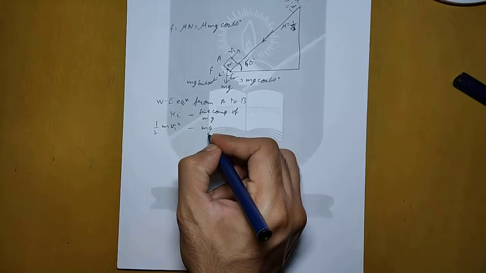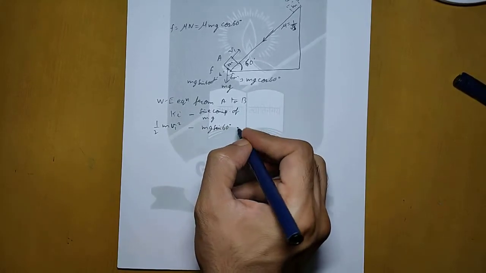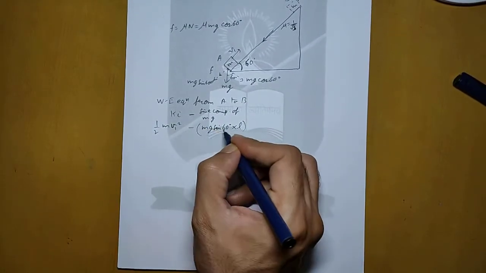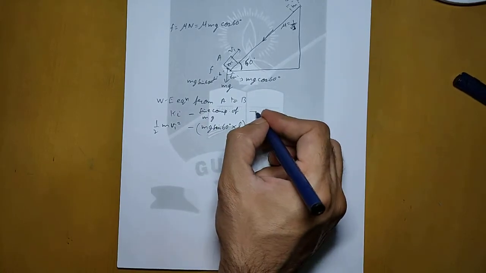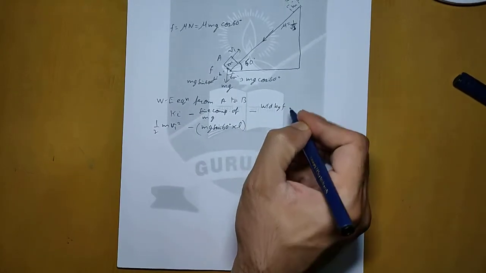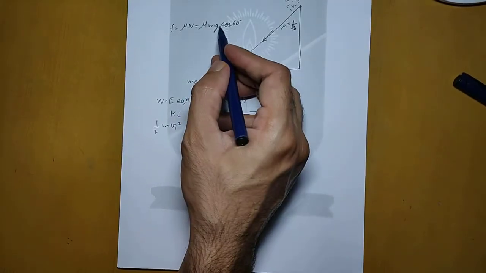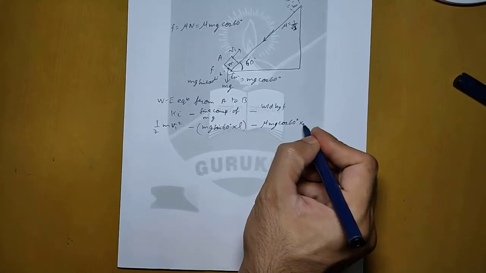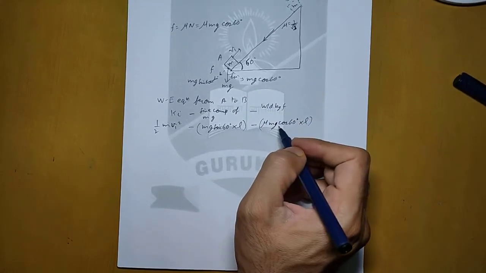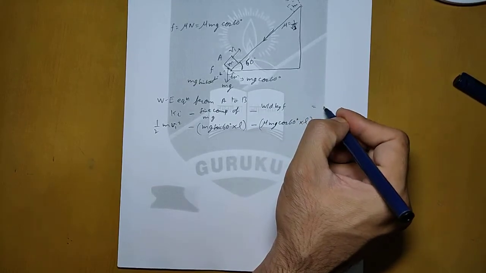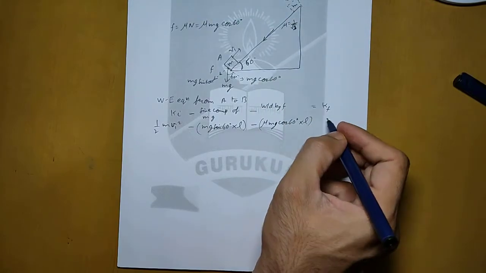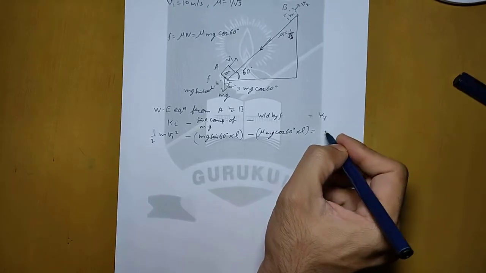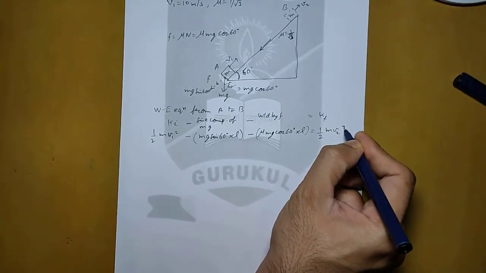So mg sin 60 is the force, multiplied by the displacement, which is L, this gives us the work done by mg sin 60 degrees. Minus the work done by friction, which is minus mu mg cos 60, the force multiplied by the displacement. This will be equal to the final kinetic energy at point B, so this will be equal to half m v2 square.